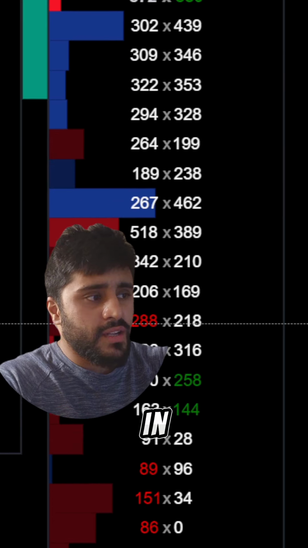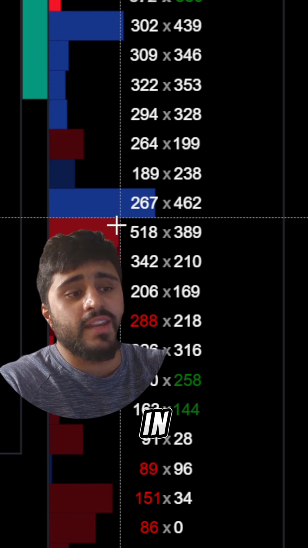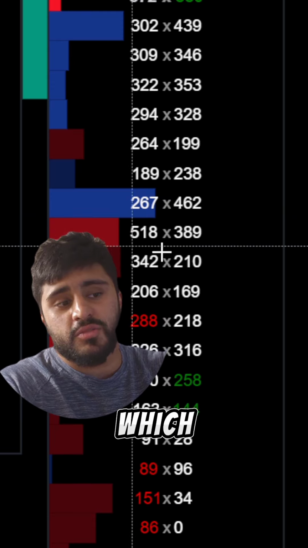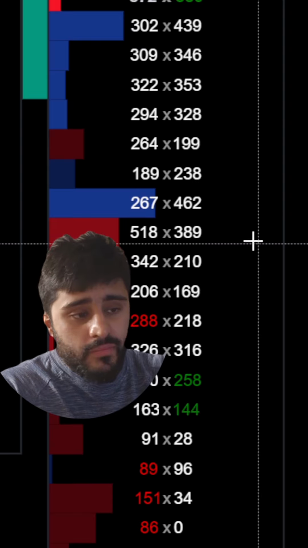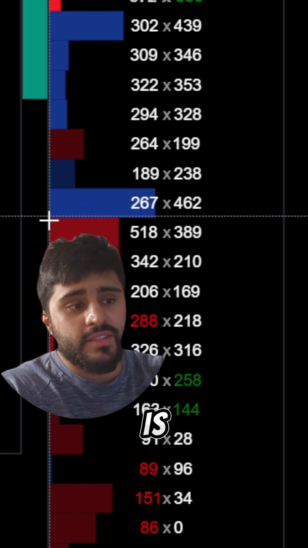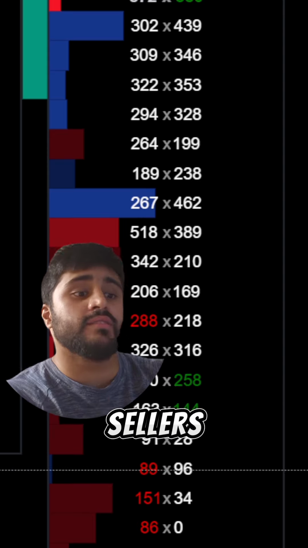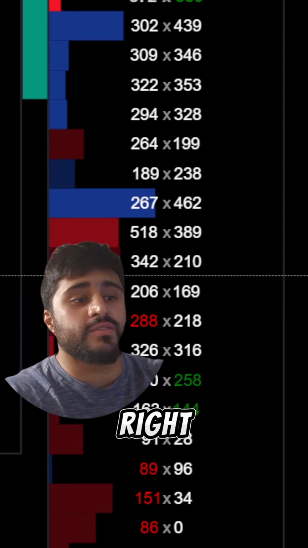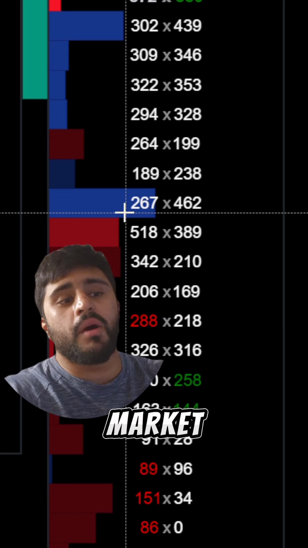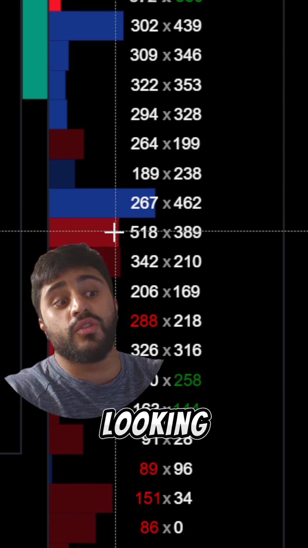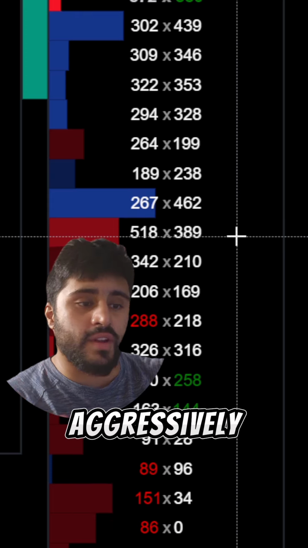Now, if we kind of zoom in a little bit and go to, let's say, this row, we see 518 for 389. Now, this is in reverse. So we see a negative delta, which means that 389 minus 518 is a negative number. And so this is red delta, right? Red delta basically means there are more aggressive sellers than aggressive buyers, right? So at this price over here, 6732.25, there were more market participants, 518 of them, looking to aggressively sell, and there were only 389 looking to aggressively buy.